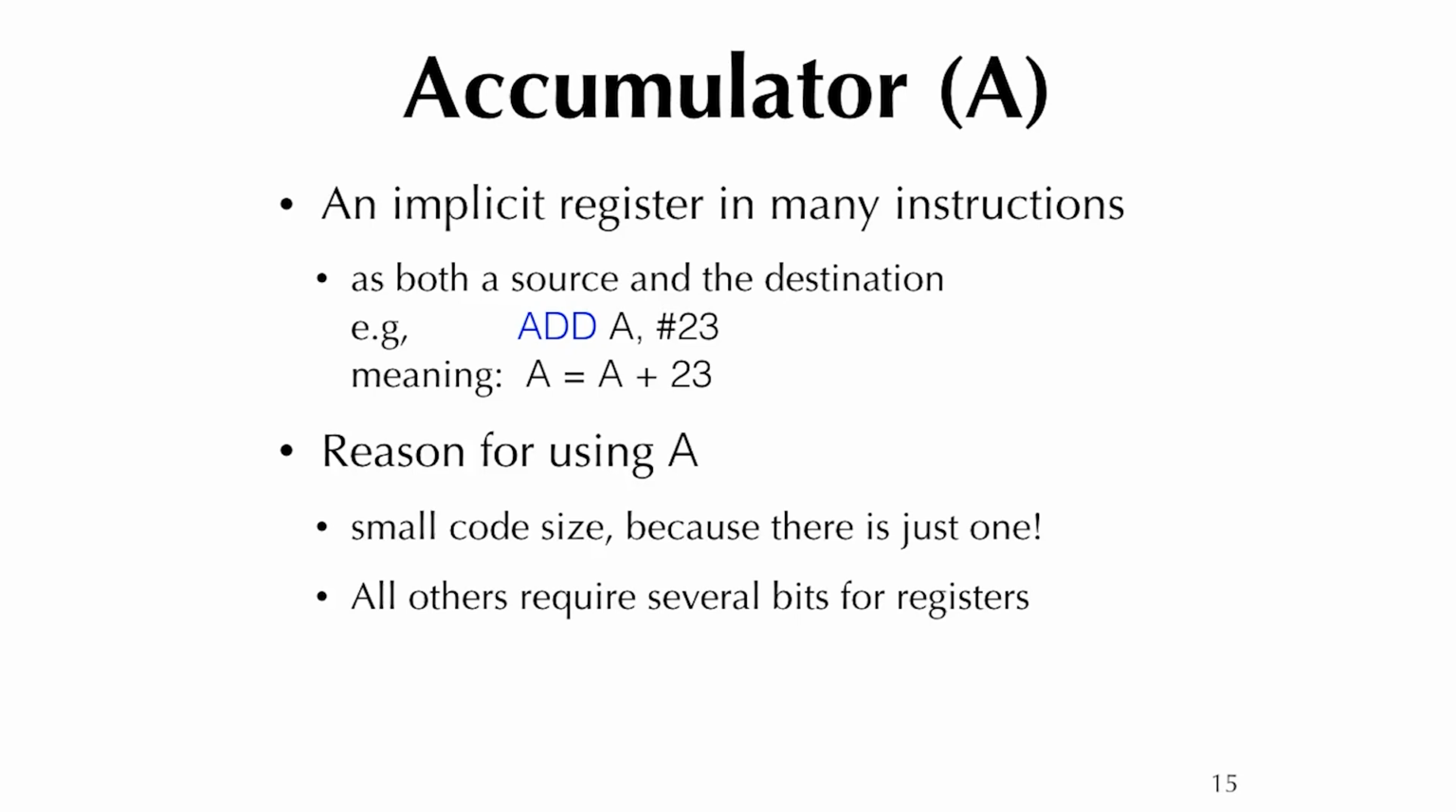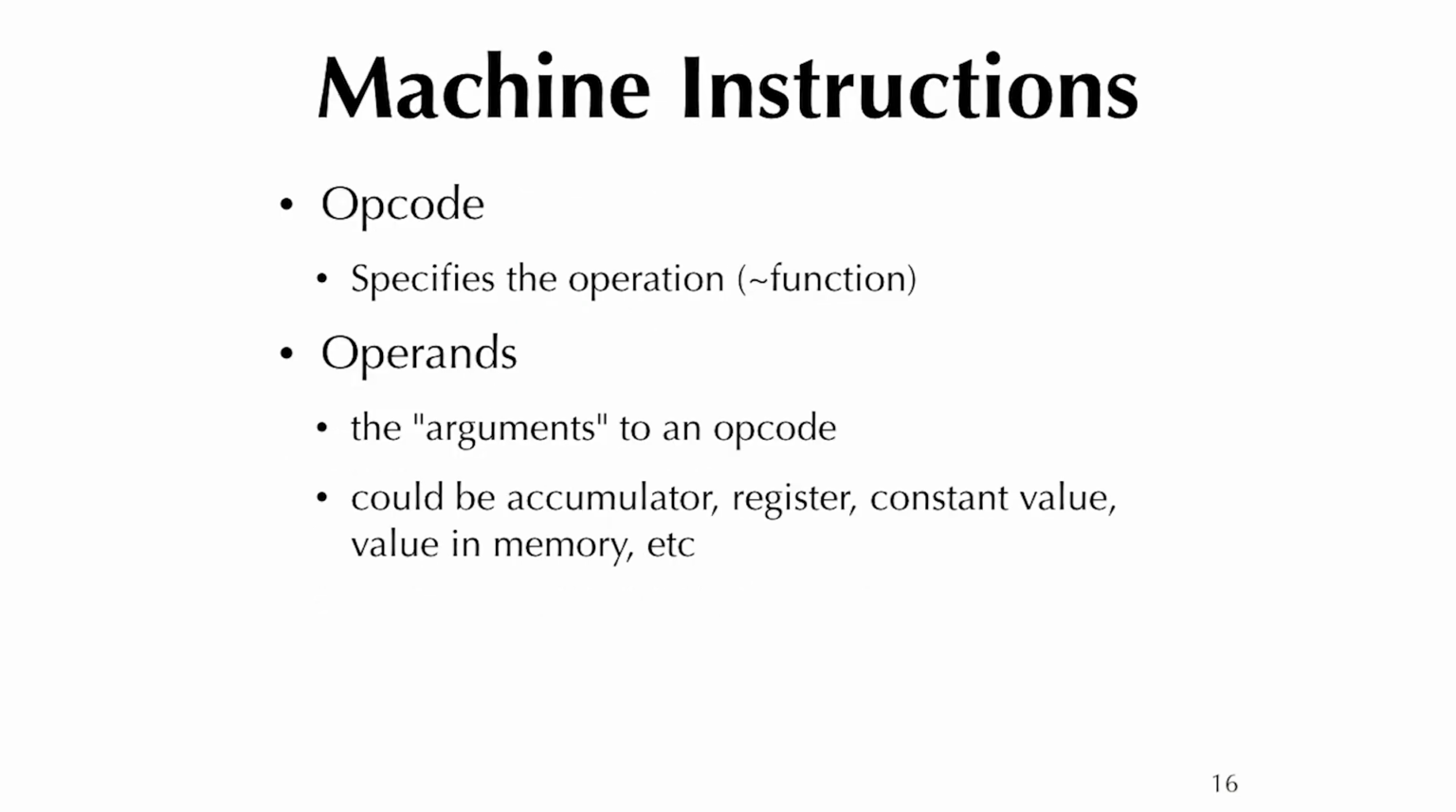A is the accumulator, and it's implicit in many instructions. So add A comma pound sign 23 means A gets A plus 23. Now it's A here because it's part of the instruction, so A is not represented as any bits that you can see. If instead of A you say ACC, that would be a different instruction. The reason for using A is it enables very tight encoding. There's only one, so you don't need to encode it. Anything else that explicitly references a register would have to be encoded separately.